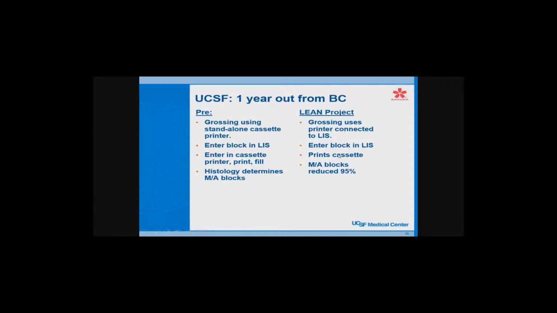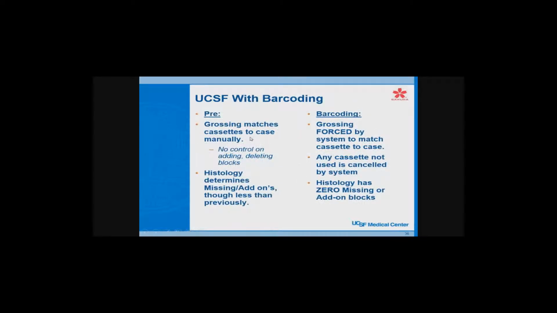So our first thing was to start having them put the cassettes in racks by case. And so then we did less sorting in histology, but we still had the missing add-on issue. We started using a printer that was connected to the LIS. And so we had to buy cassette printers that we could connect. And so we did that. We entered the block in there, and the missing add-on blocks were reduced by 95%. We still did some sorting because they didn't get all the blocks in the right order for the most part.